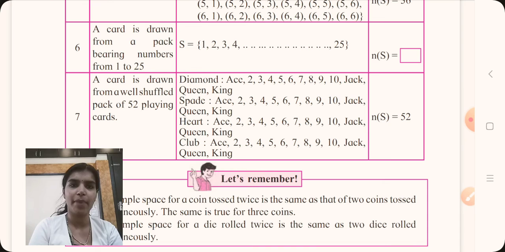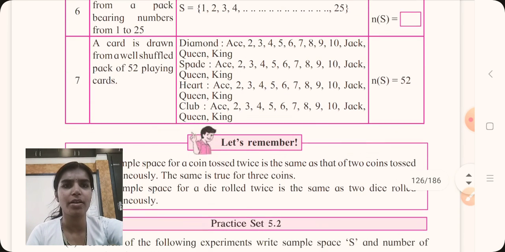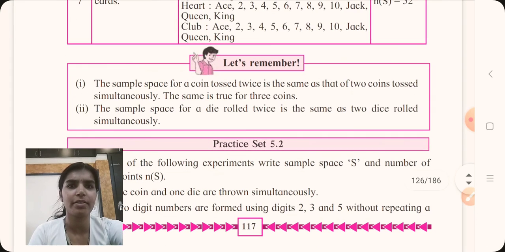In the previous video I told you that cards have 4 different types. The first one is diamond. In diamonds: ace, 2, 3, 4, 5, 6, 7, 8, 9, 10, jack, queen, king. The same in spade, heart and club. So there are 52 total cards. Understand? It is very easy to write down the sample space and the number of sample points.